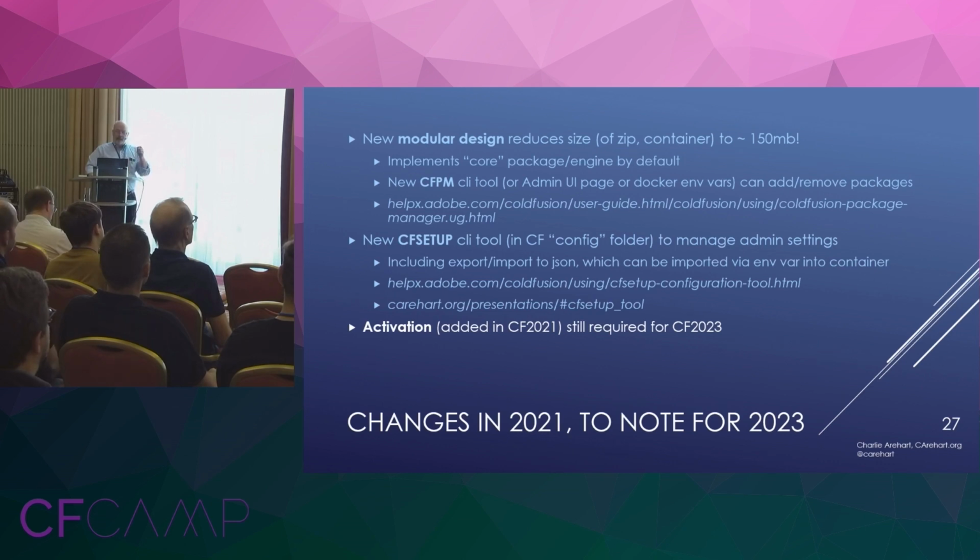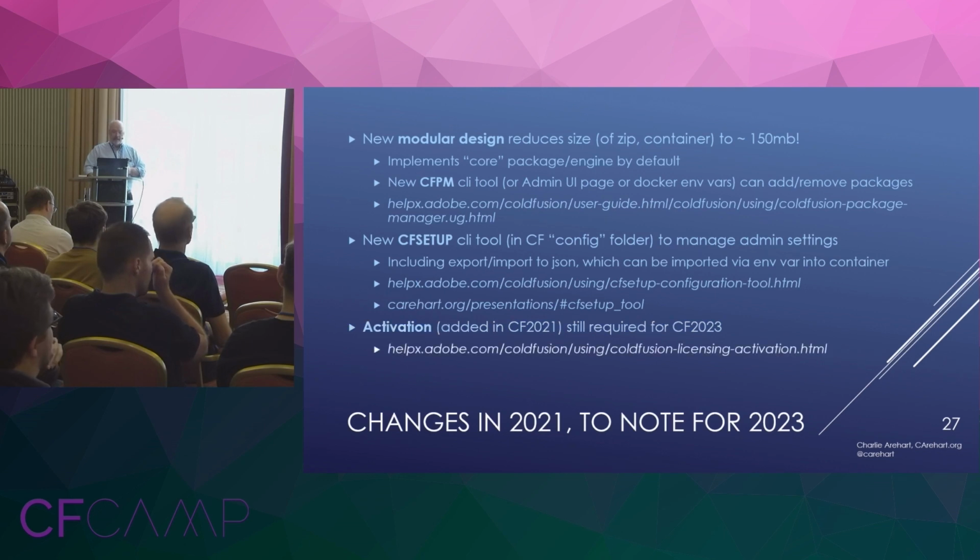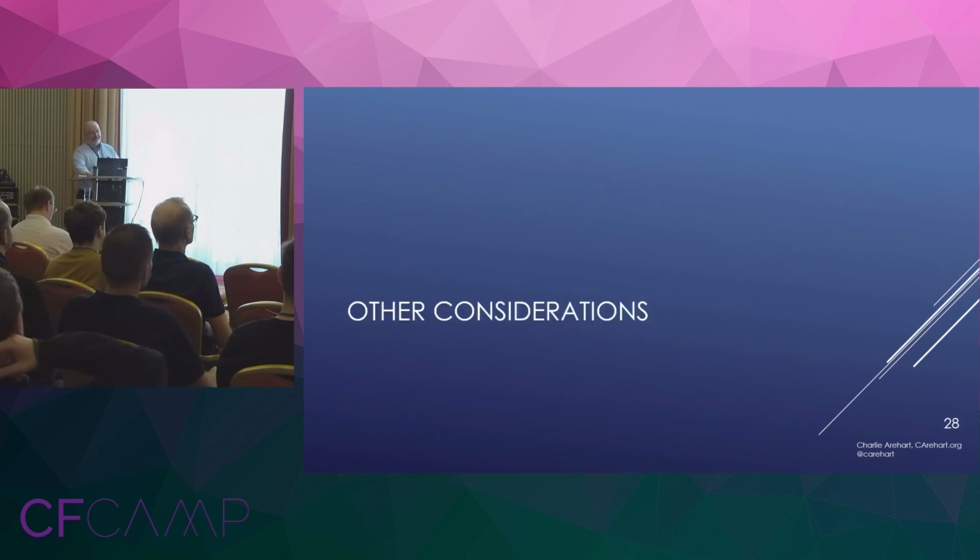And then if you didn't know, in CF 2021 they added activation, so you can't just drop in a license and hey, it works. That's the way it was for years, but not anymore. Now it does activation to a server at Adobe, and it has support for offline use if you're on an air-gapped server. So anyway, that's all discussed in detail in that doc page.